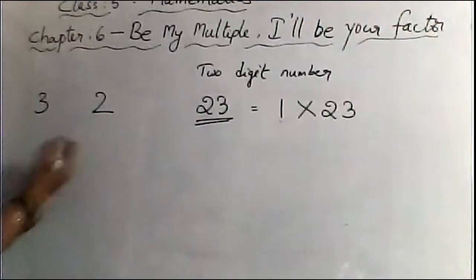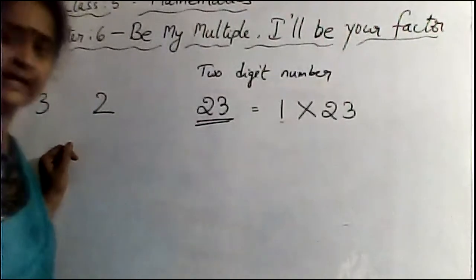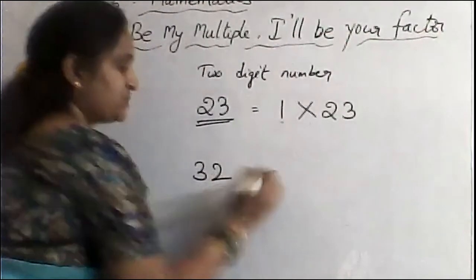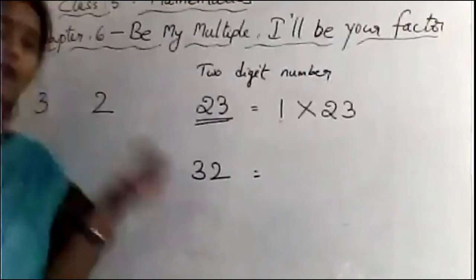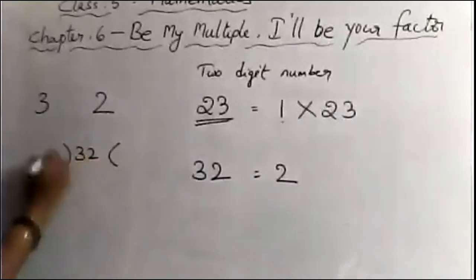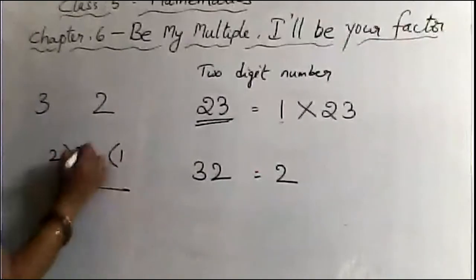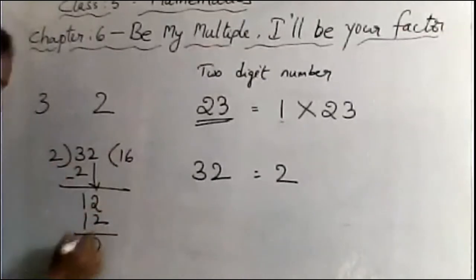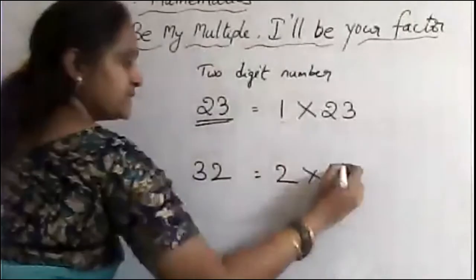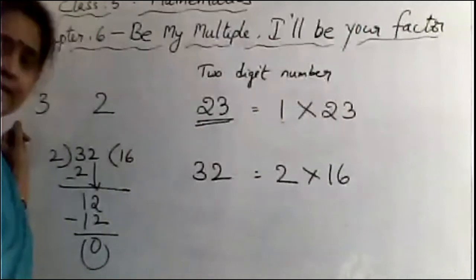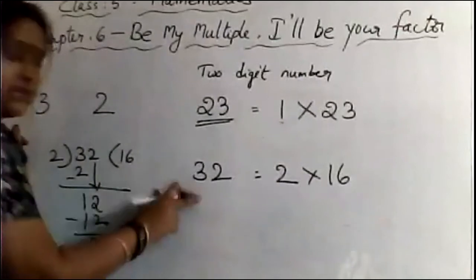Okay. Next. Write another number here. 32. Two digits. So now how can we divide 32? Divide with the 2 table. 2 ones are 2. Minus. Now get the second number 12. 2 sixes are 12. 0 is the remainder. So 2 into 16. Can we divide it by 3? 3 will go in 32. 3 tens are 30. 3 elevens are 33. So 3 is not divisible here.